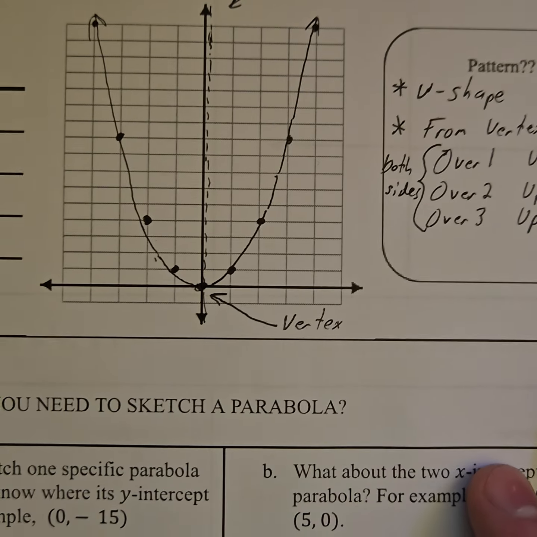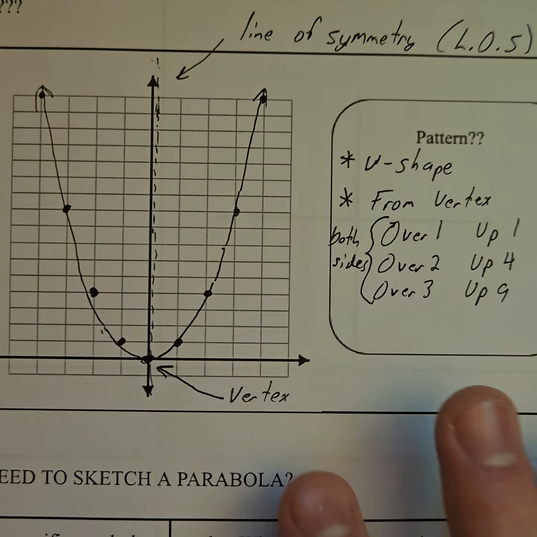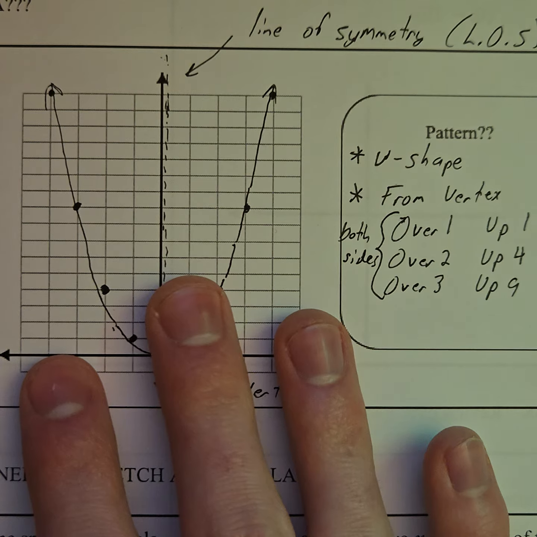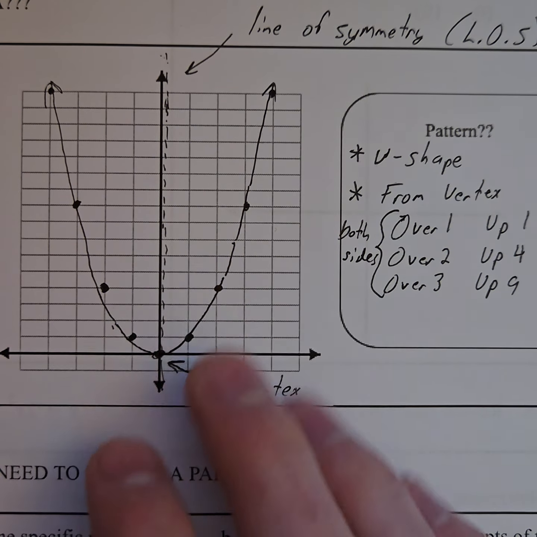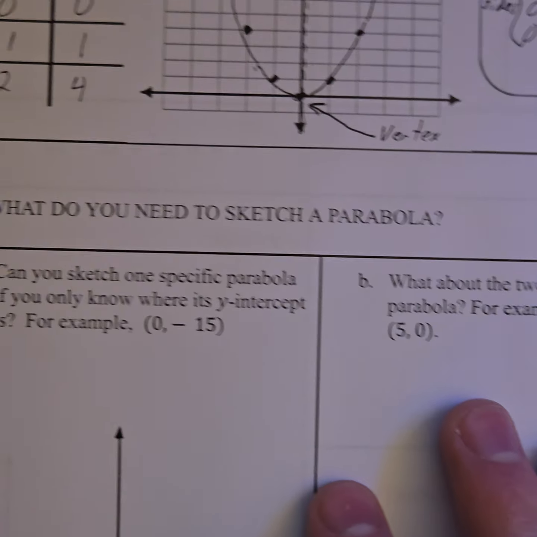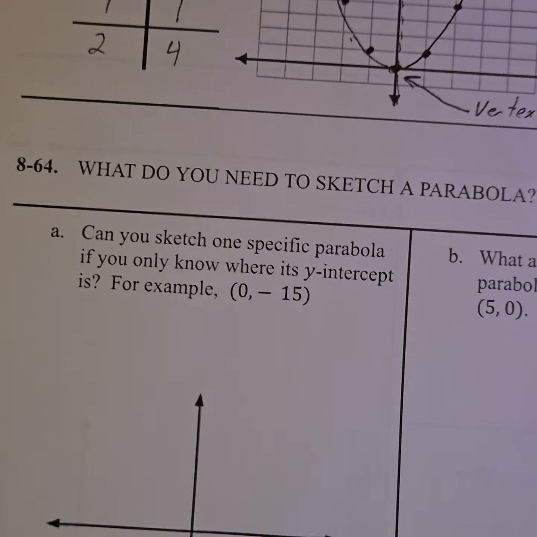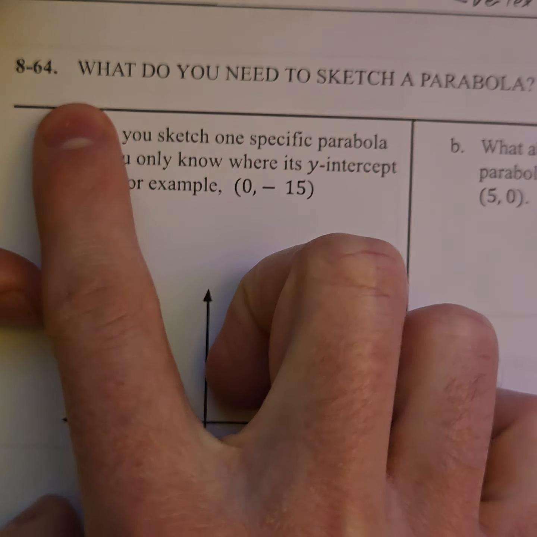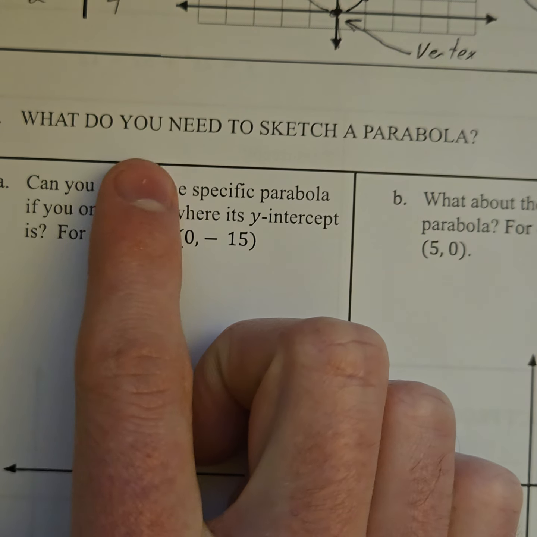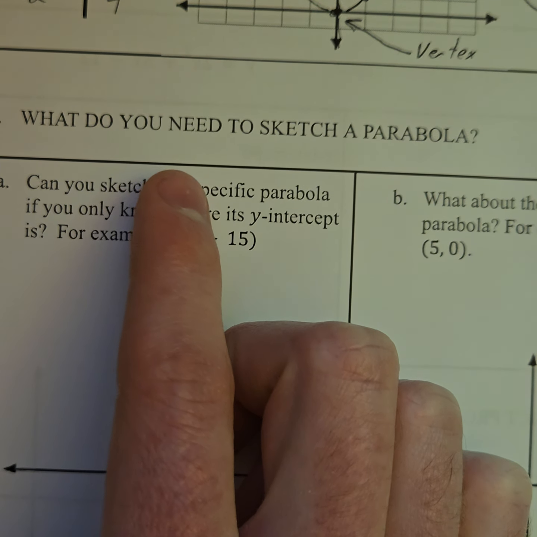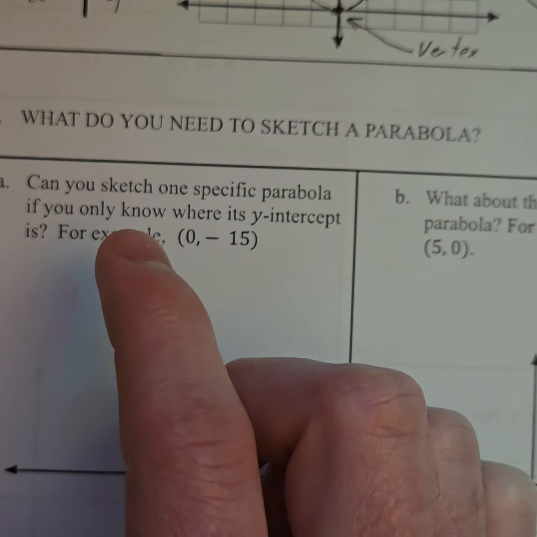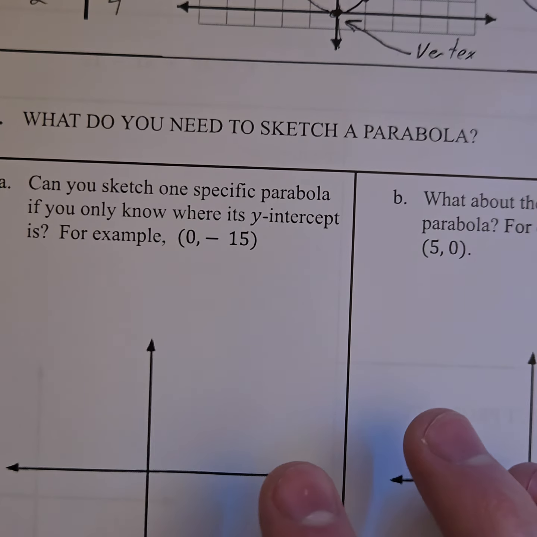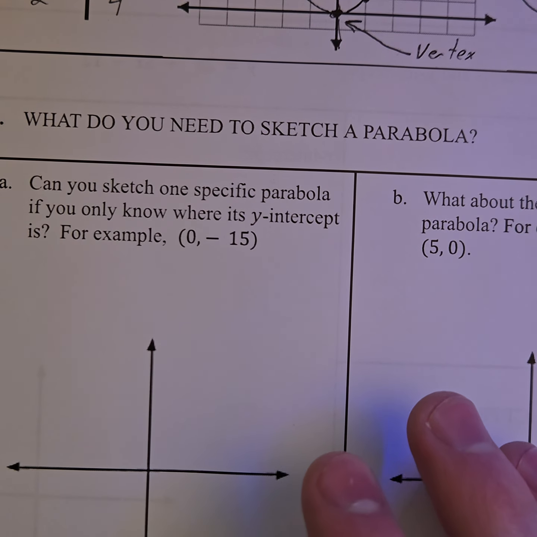Okay. All right, so our goal by the end of the day is to be able to graph this from an equation. Okay, so let's take a look at number 64, and I'm going to have you guys pause it here in a moment. So it's asking us here, what do we need to sketch a parabola? So once we have an equation, we want to find the least amount of information that we need in order to have a complete sketch of the parabola.